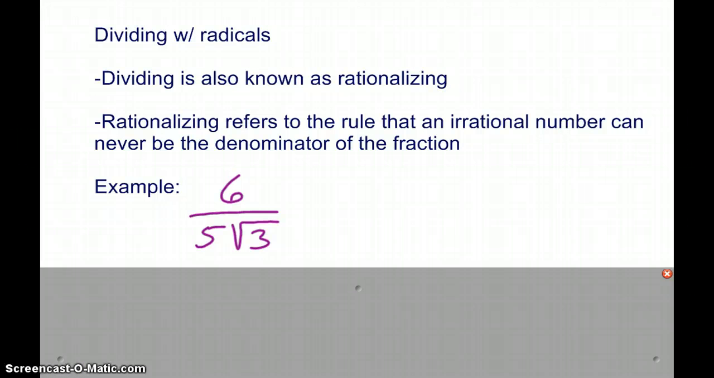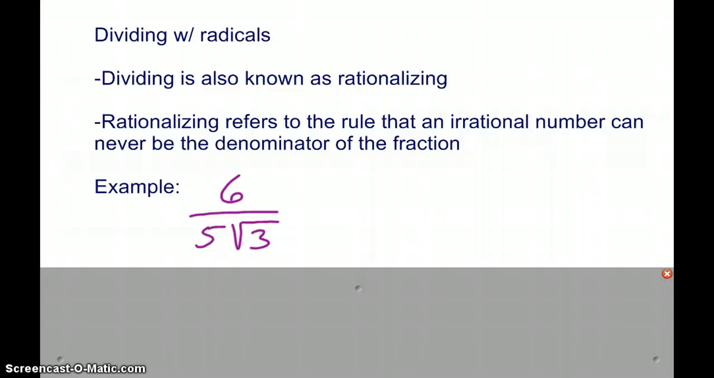For dividing with radicals, what we're going to look at in this class is mainly what's called rationalizing, which is another word you might use for division. We just need to remember that a division is the same as a fraction, so when we say we're dividing, we may actually be simplifying a fraction, because that's the same concept. The concept of rationalizing refers to an important rule in radicals, and that rule is that you cannot have an irrational number in the denominator of a fraction. Therefore we're required to rationalize, or make the bottom a rational number.